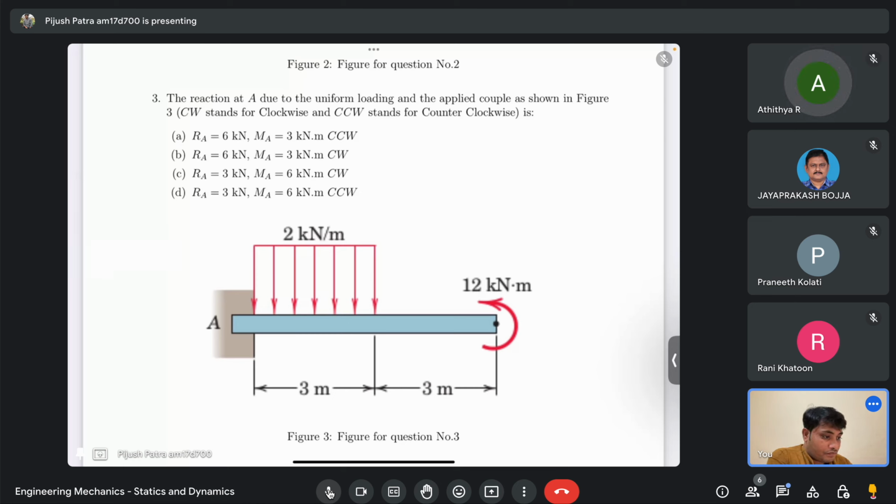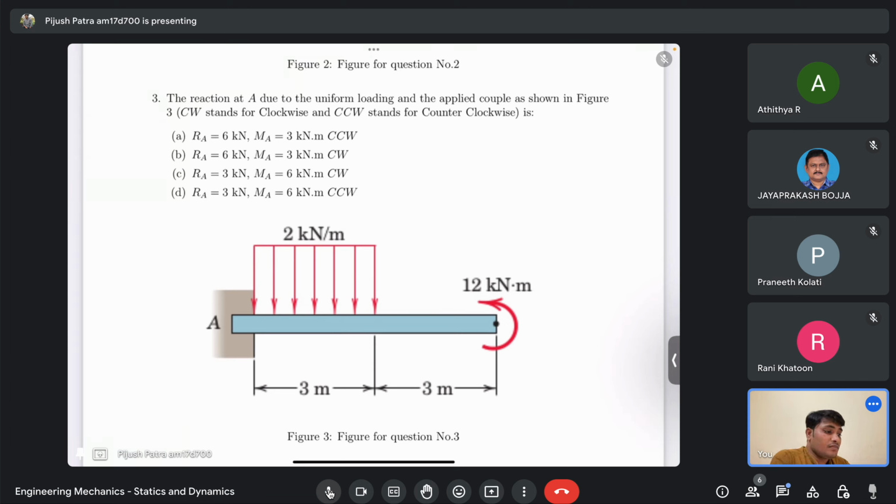So in the free body diagram, at point A you will have a horizontal reaction force and a vertical reaction force. You will have a vertical external load of 6 kilonewton at a point 1.5 meter, and then you have the moment which is 12 kilonewton meter.